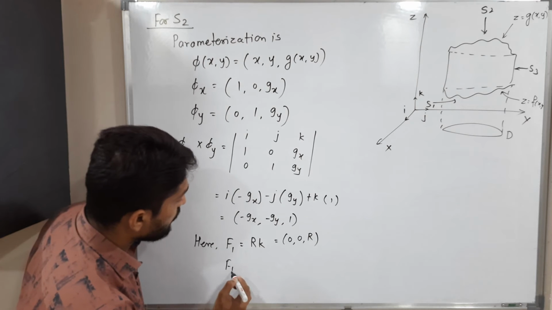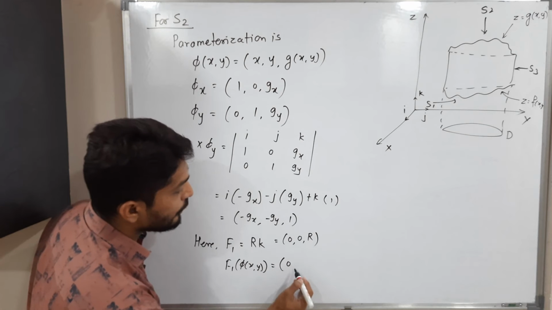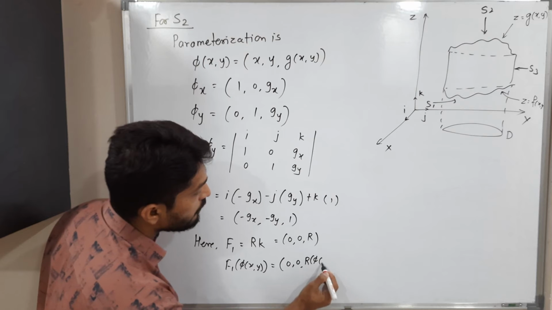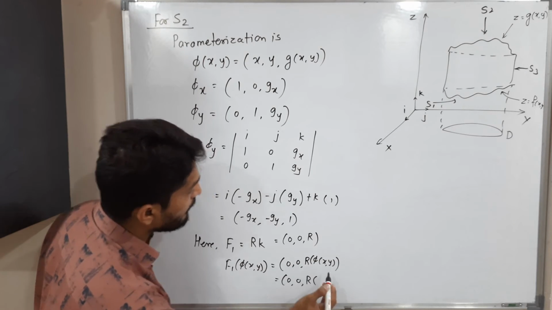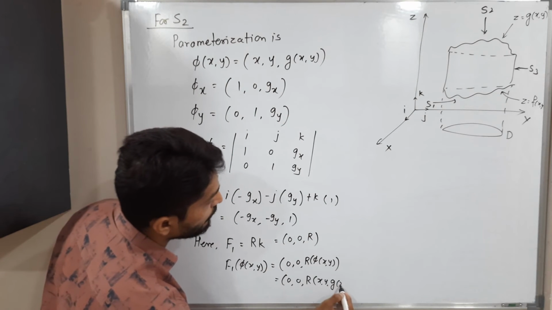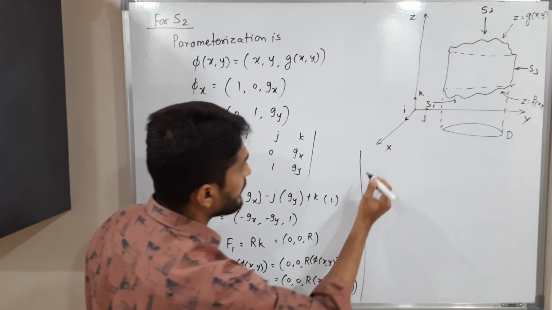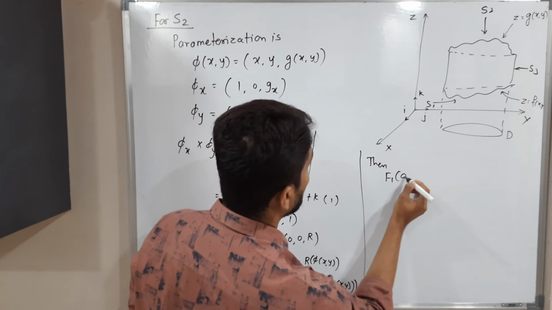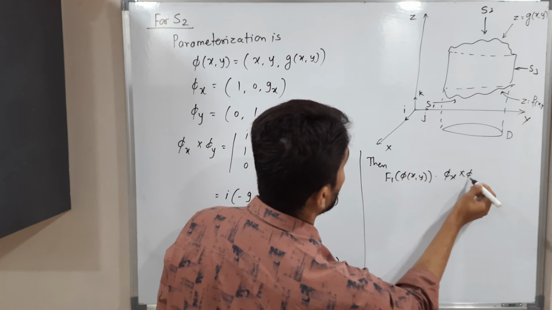Therefore, f1 of phi of x y is equal to, the first component is 0, no need to worry about it. Second is also 0. So here we will have r of phi of x y. It means 0, 0, r of phi of x y. What is it? Phi of x y is x, y, g of x y, right? Okay, so in this way we got its value. So let us go further. Then we take a dot product. What is the dot product? f1 of phi of x y dot phi x cross phi y.